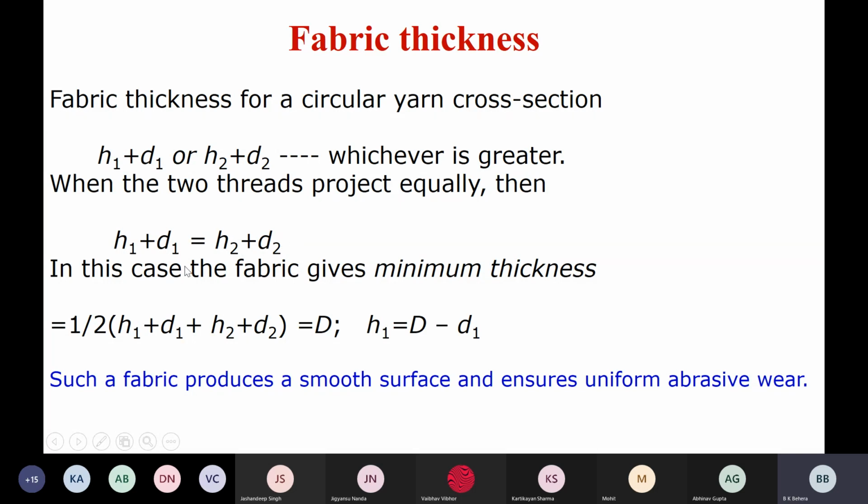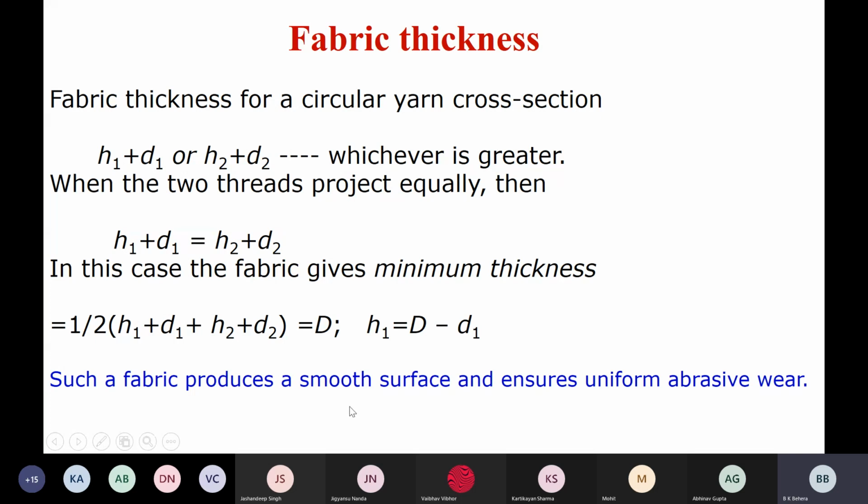But if H1 plus D1 is equal to H2 plus D2, then obviously we get the thickness of the fabric as minimum. And since both are the same, when the fabric thickness is minimum, obviously if you add these two, it will be twice the thickness, divided by 2 will be capital D, or H1 is equal to D minus D. So this will be the condition for fabric minimum thickness. This is the formula for fabric actual thickness.